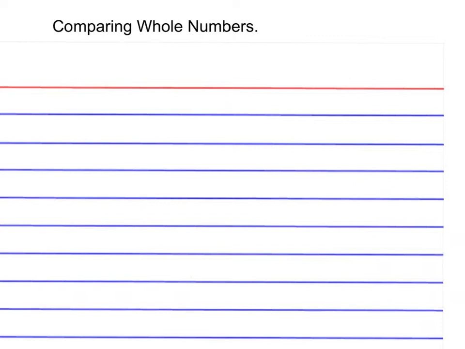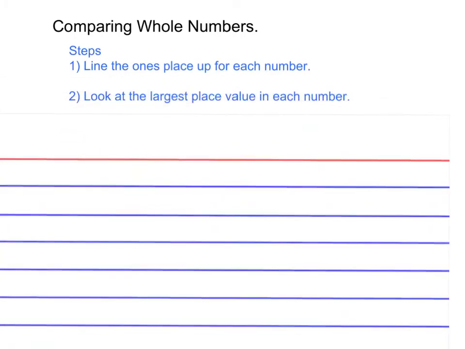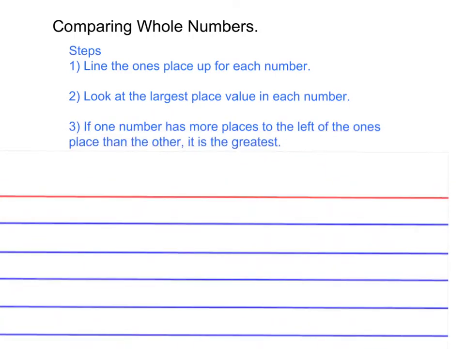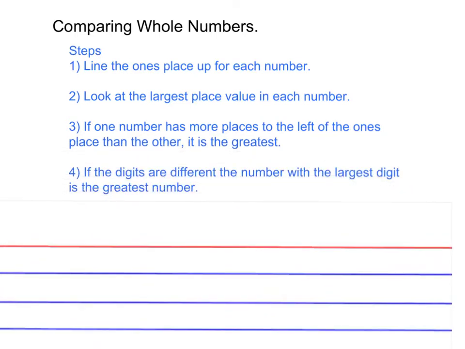Now we're going to look at comparing whole numbers. So let's review the steps. The first step is to line up the ones place for each number. Look at the largest place value in each number. If one number has more places to the left of the ones place than the other, it is the greatest of the two numbers. If the digits are different, the number with the largest digit is the greatest number.